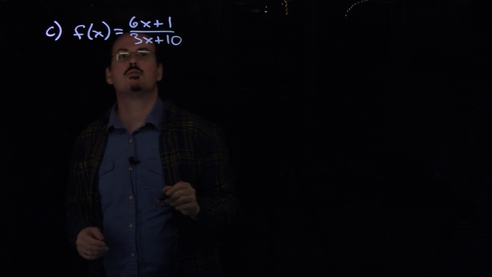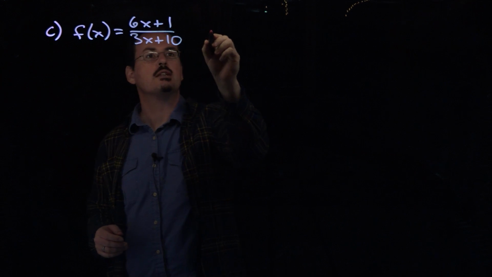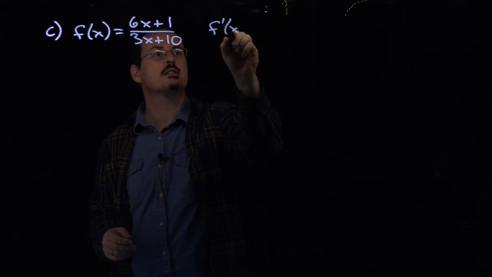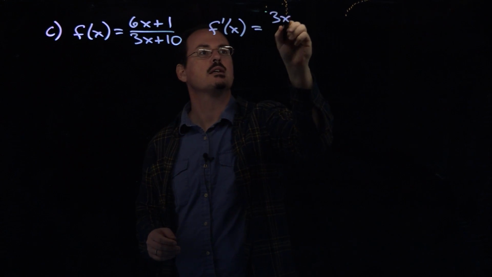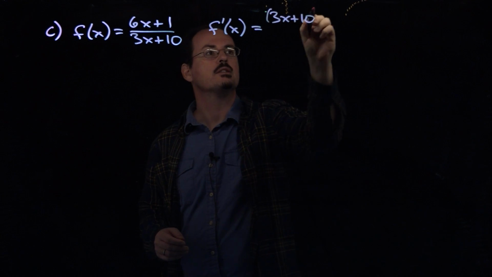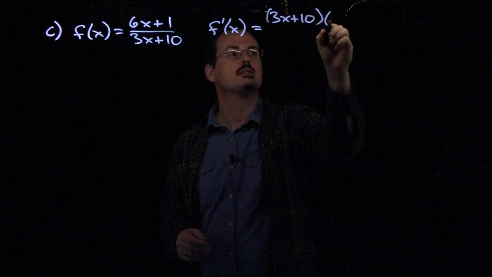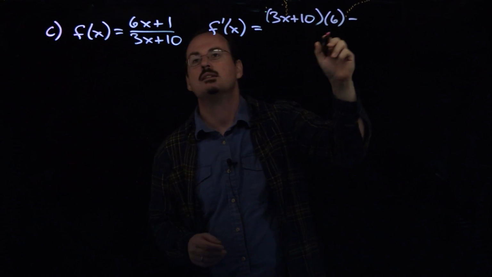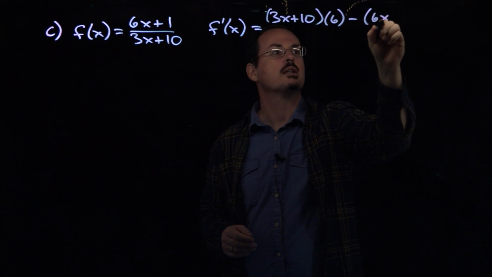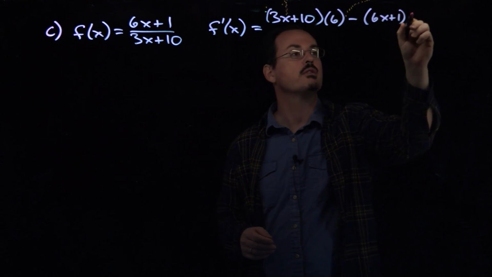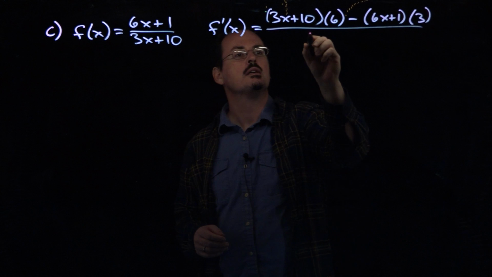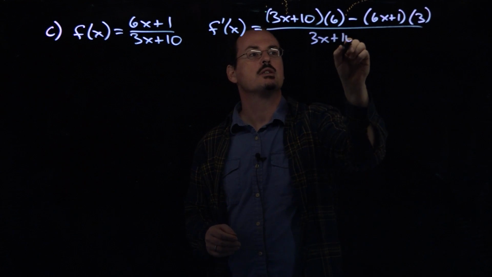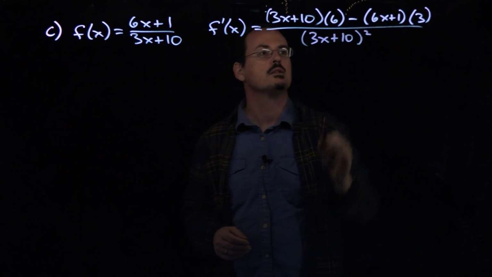So again, if you want to use that memory aid for taking this derivative, we'll have f prime of x. It's low d high, so low function, 3x plus 10. D high, that's the derivative of the top function, that's 6. Minus high d low, so that's 6x plus 1, high function. Derivative of the low function is just 3. And then divide this by the bottom function squared. So there's the quotient rule.